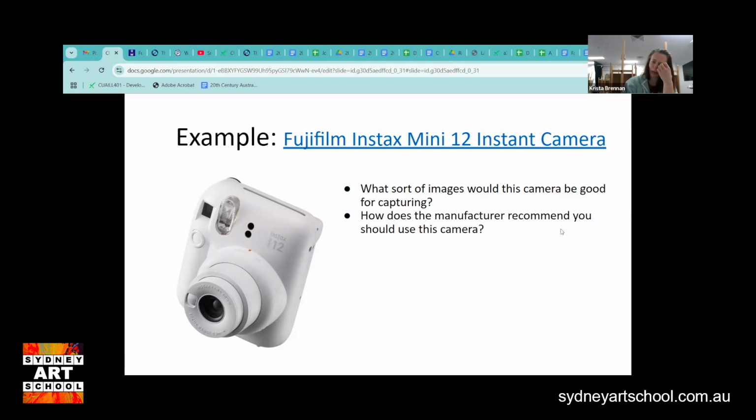If we think about how the manufacturer recommends you should use this camera? We had a little bit of a look at the specifications briefly, and there were some recommendations there. What were those? Lucinda, can you give us an answer on this one?